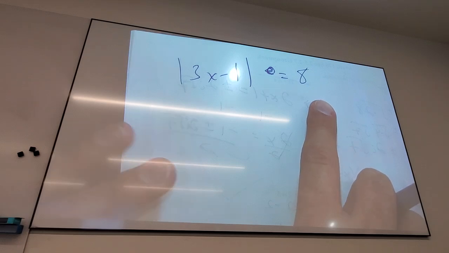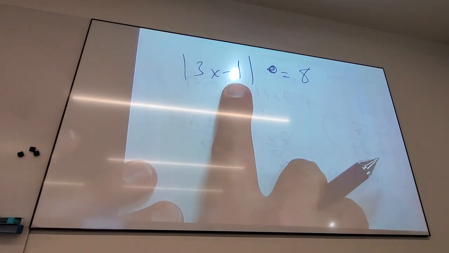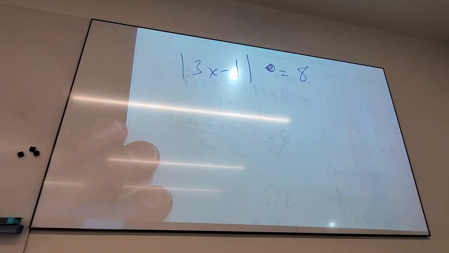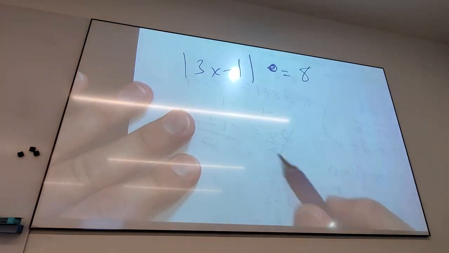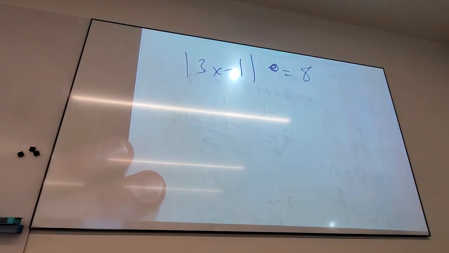No. Why? Because 8 can also be negative. Oh, I see what you mean. Well, more directly, 3x minus 1 is stuck inside of an absolute value. I can't break into that. So how do I get rid of the absolute value? How can I rewrite this? How do I rewrite this? 3x minus 1 equals, yeah.